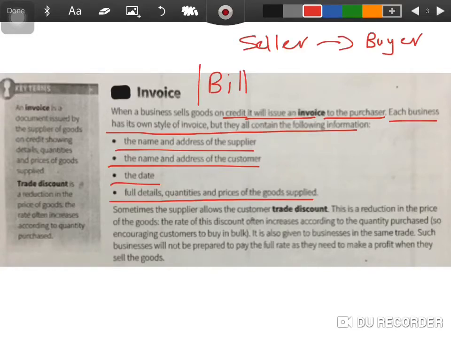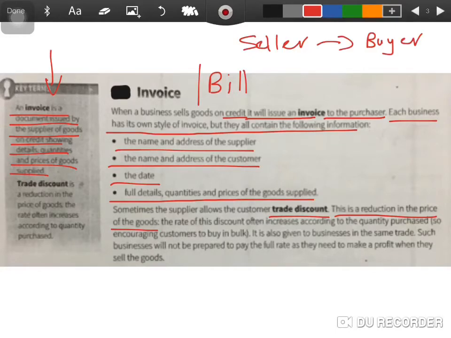So in this section, the key term section, the same definition is explained in a summarized form. An invoice is a document issued by the supplier of goods on credit showing details, quantities and prices of goods supplied. Alright, sometimes the supplier allows the customer trade discount. So sometimes in your invoices you're going to have trade discount as well. So this is a reduction in the price of the goods, right? The rate of this discount often increases according to the quantity purchased.